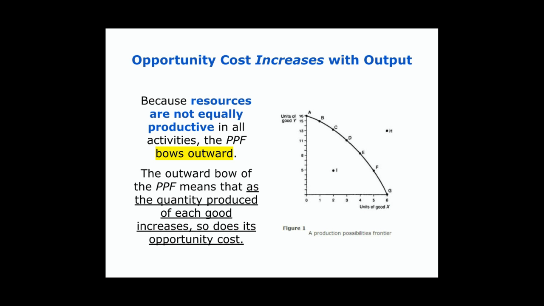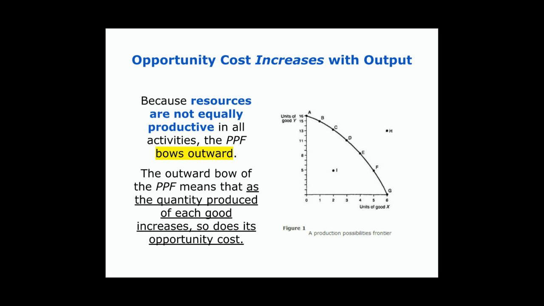Now, the PPF is a curve, but it's not really a uniform curve. It actually bows outward, and that's because the resources that are involved are not equally productive in producing the 2 goods that we're talking about. One resource may produce more of a certain good than another good. And that's reflected on the shape of the curve of the PPF, because resources aren't equally productive.